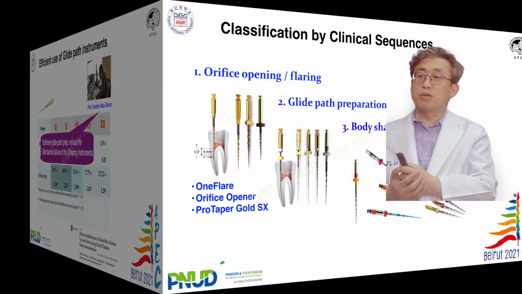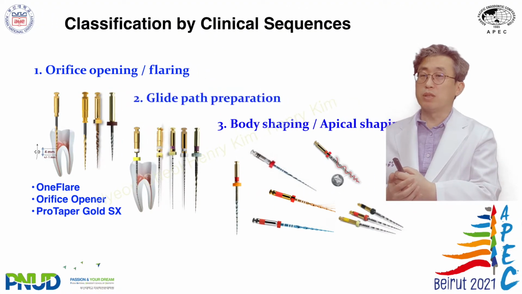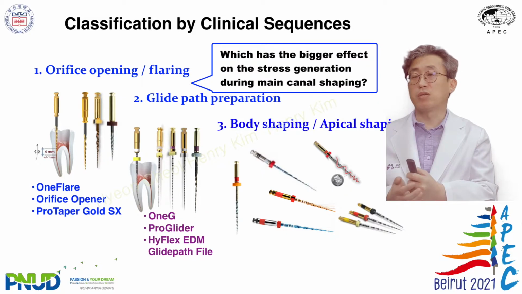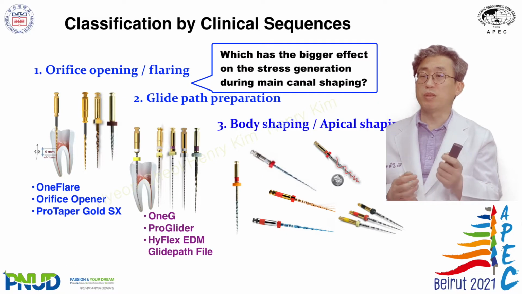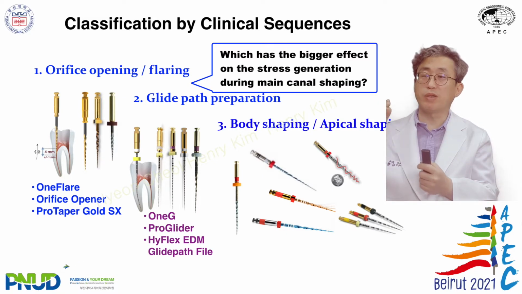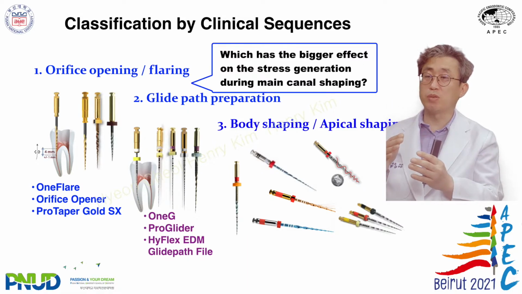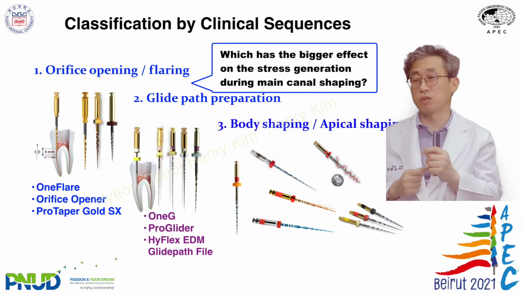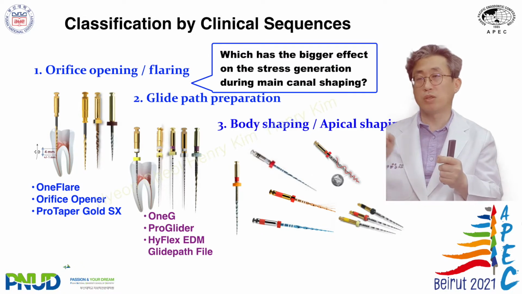After we made good glide paths using these dedicated files, we can go for main root canal shaping. But before moving to the next, between orifice flaring and glide path preparation, which one has the bigger effect on the stress generation during the main root canal shapings? What is important?